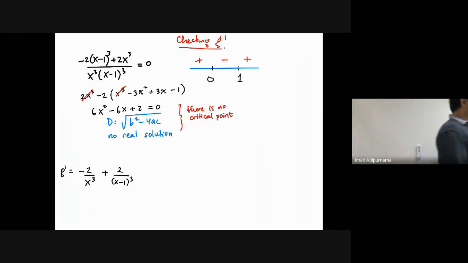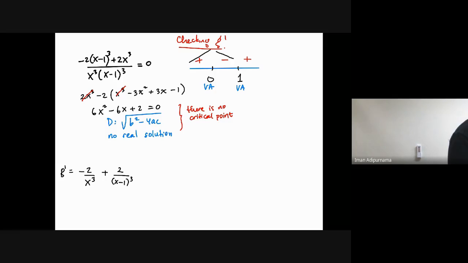So by using the vertical asymptotes, at least we are not really lost in sketching this graph. But remember, 0 and 1 are not critical points. They are the vertical asymptotes. This is VA. So it's increasing and then decreasing and then increasing. And this is the asymptote. At least we get how the function increases and decreases.